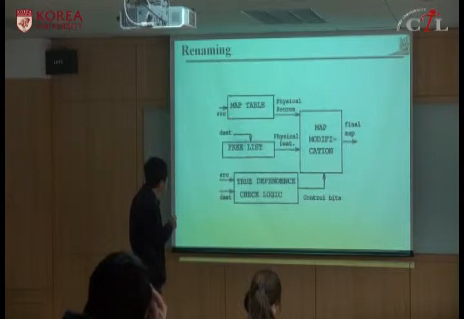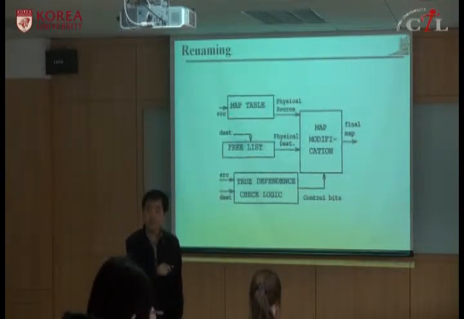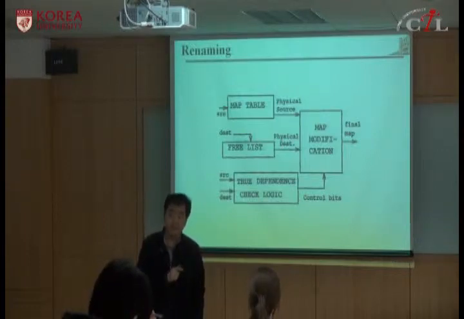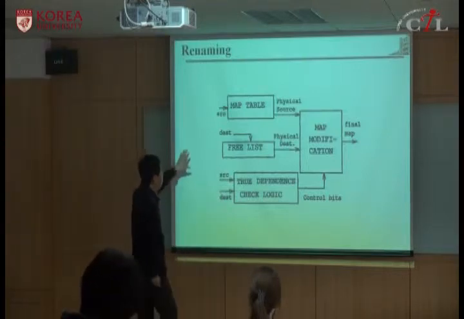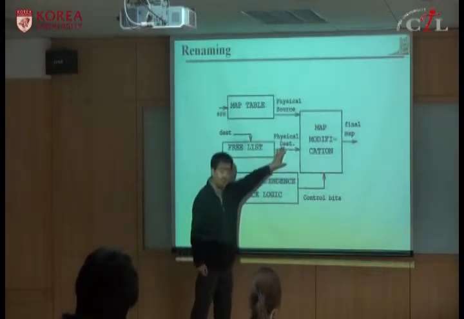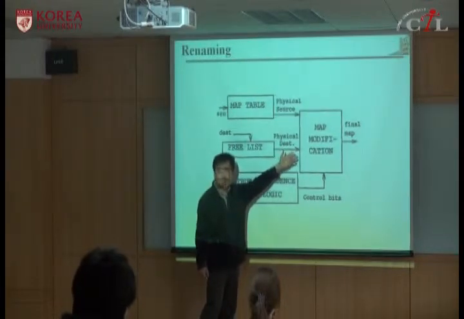And this map table contains this mapping. R1 corresponds to physical register P17. Okay, it's a mapping table. So for each destination, you allocate a new physical destination, to follow the single assignment rule.